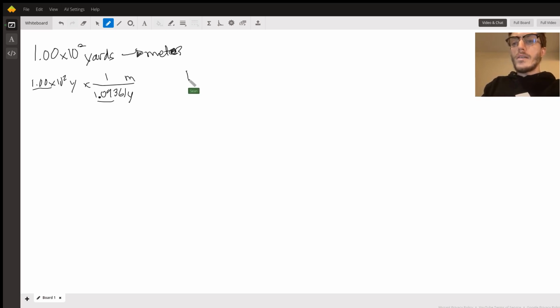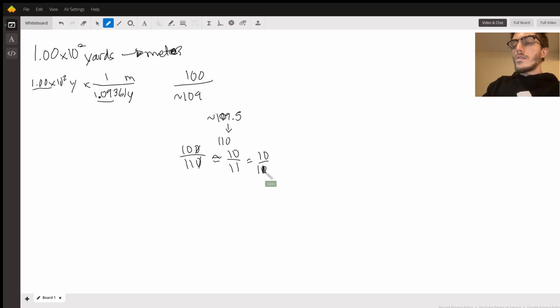Let's imagine we had 100 divided by just about 109. You could also try to do about 109.5, which could actually round up to 110. So we can think that we have 100 divided by 110, take off the zeros at the end, leaving us with 10 over 11. What can we think of that as? So we can think of that as equivalent to 10 over 11.